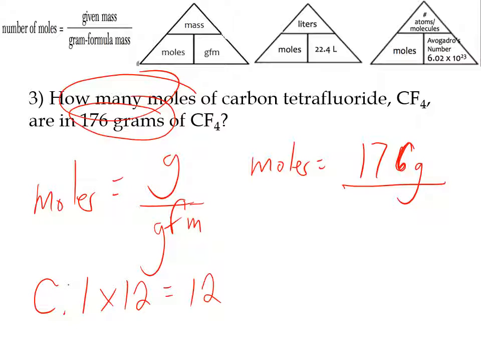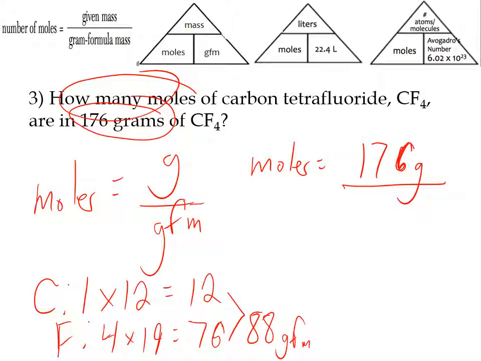So that accounts for 12. And F, there are 4 Fs in this molecule, and my periodic table tells me that each one weighs 19. So that's going to give us a total mass of 76. And when we add these two numbers together, 12 and 76 come out to 88. So that is my GFM for CF4, is 88. So I'm going to write 88 grams per mole, like that, 88 grams per mole.